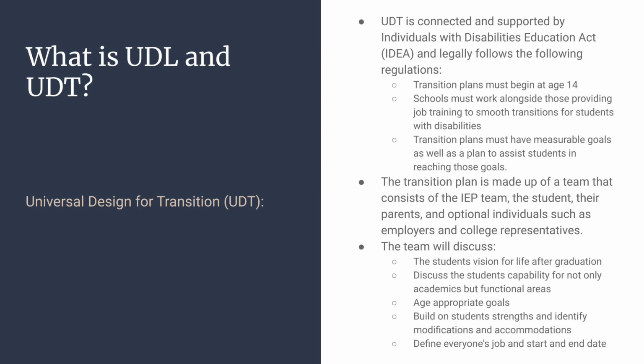The transition plan is made up of a team that consists of the IEP team, the student, their parents, and optional individuals such as employees and college representatives. The team will discuss the following: the student's vision for life after graduation, the student's capability for not only academics but functional areas, age-appropriate goals, building on the student's strengths, and identifying modifications and accommodations that the student may need to fulfill their job or further education or independent living successfully, and to define everyone's job during this transition plan and give them start and end dates.